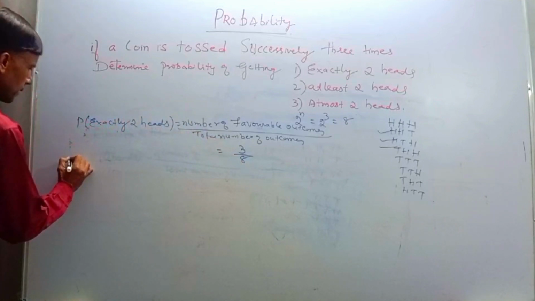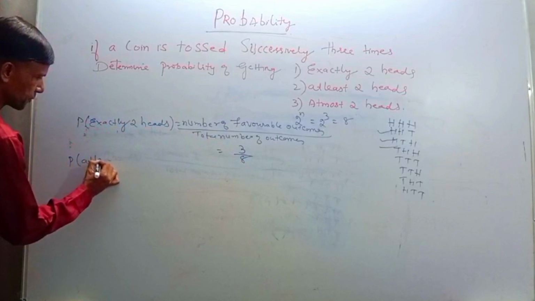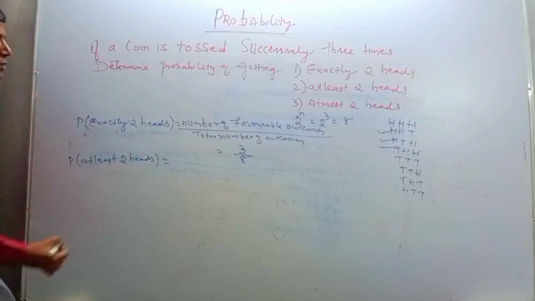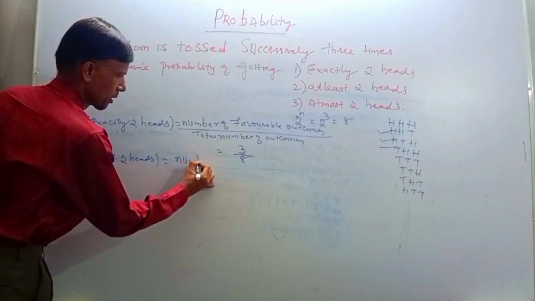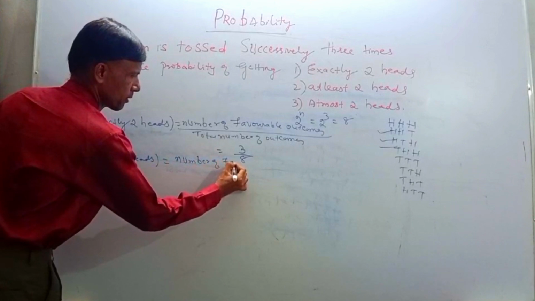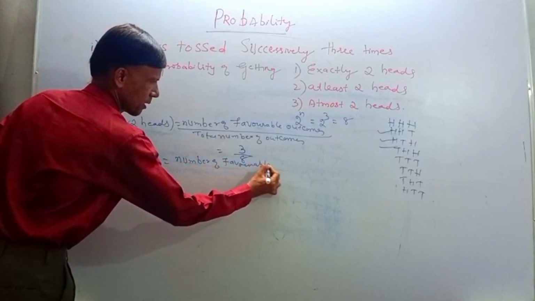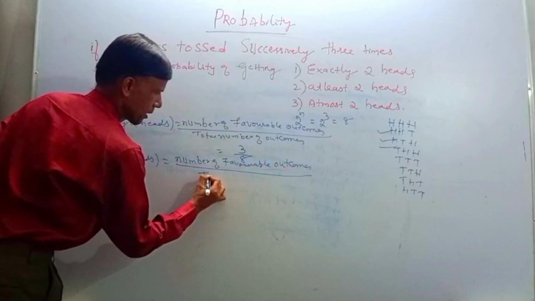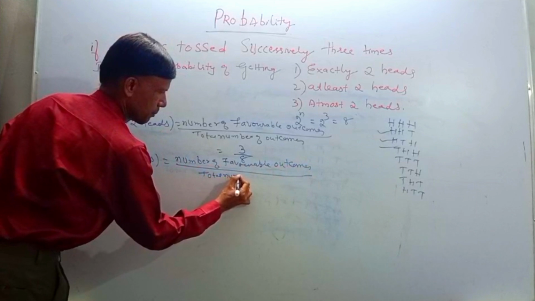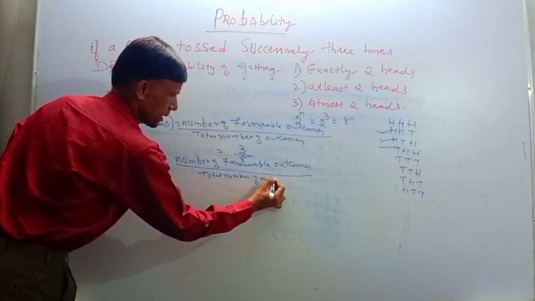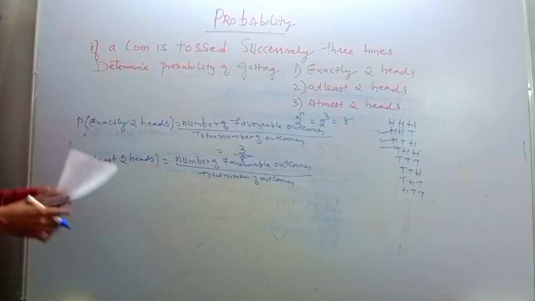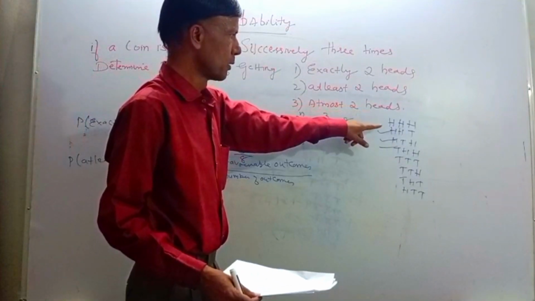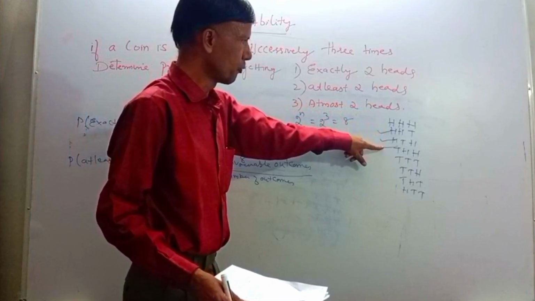Now come to the next point: at least 2 heads. The probability of getting at least 2 heads is equal to the number of favorable outcomes divided by the total number of outcomes. Same formula. What is being asked? At least 2 heads is nothing but 2 or more than 2.